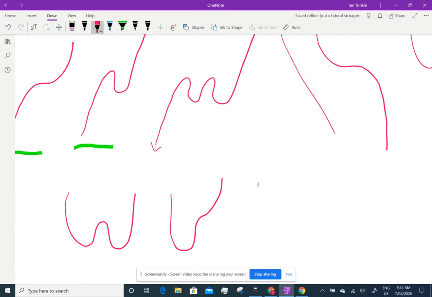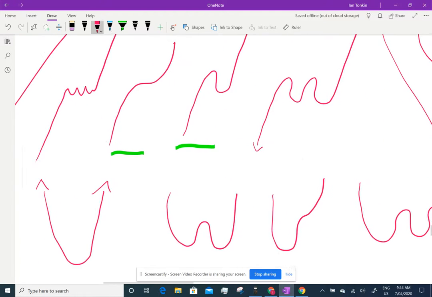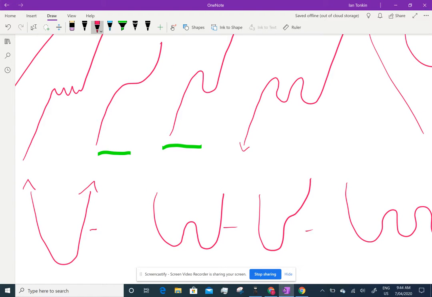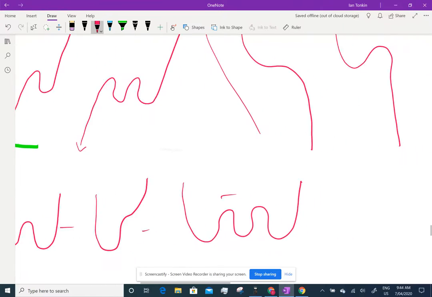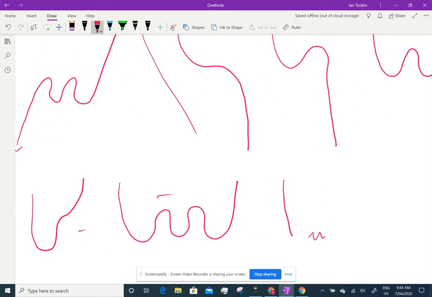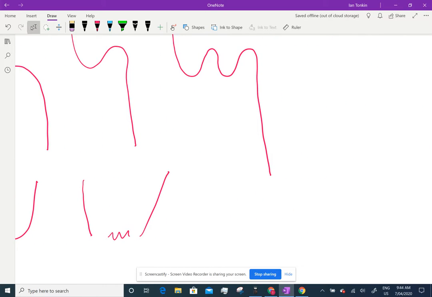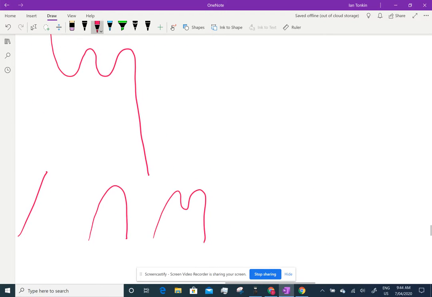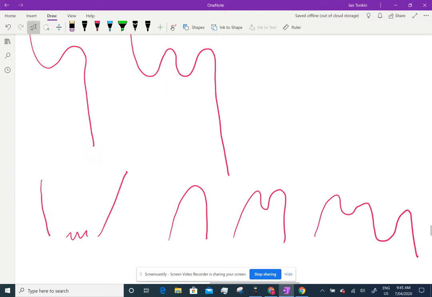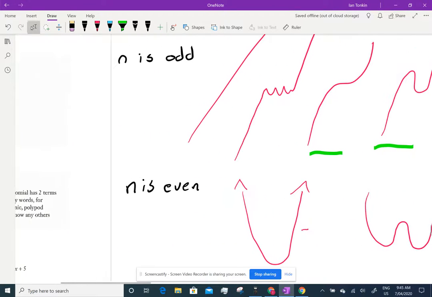If n is a power of 6, it could be like this one, this one, this one, this one. But we know that it's going to come from up here, do some stuff, and go back up there. And if there's a negative in front of the x to the n, like negative 2x squared, it's just going to be upside down. It's just going to be one of these things. All right? So it's important to know what these things are going to look like.